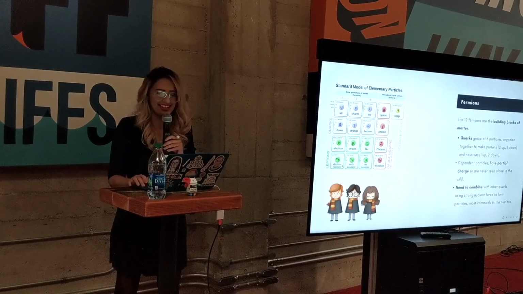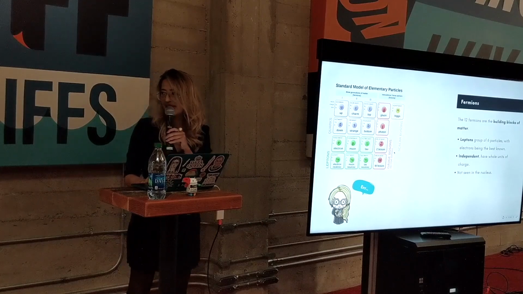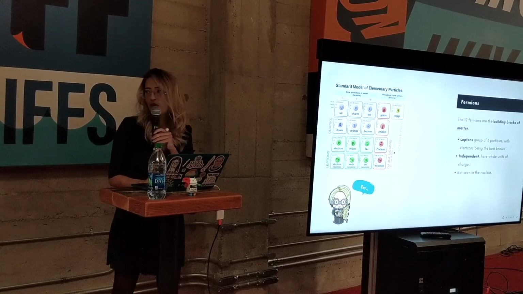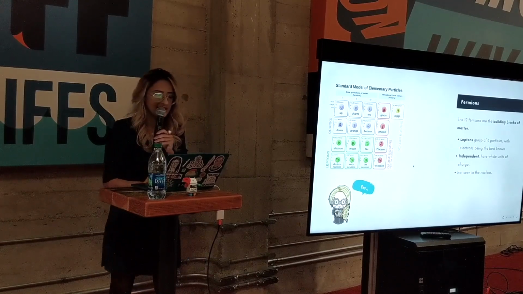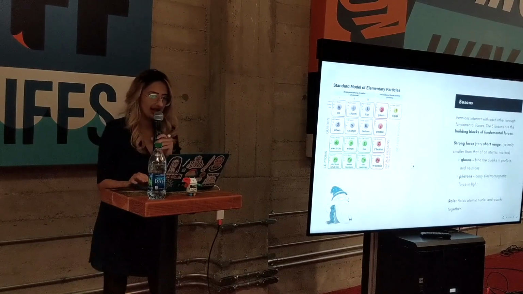And the next part are the leptons. These are more like Luna Lovegood. They kind of do their own thing. They have a whole charge. They don't need other leptons to exist, and they walk around independently.